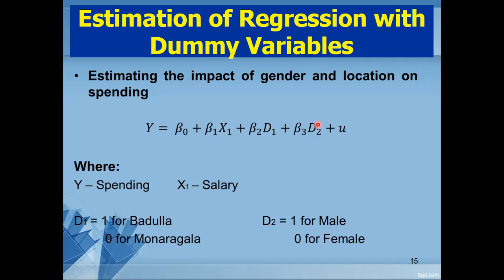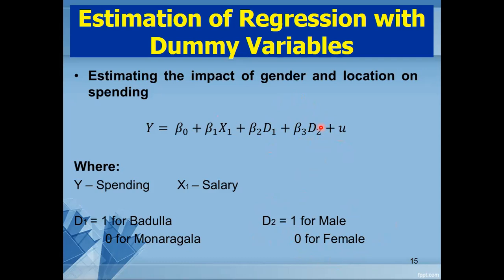Now I have incorporated the D2 dummy variable, gender. I have assigned 1 for male and 0 for female. Female is the reference group. So the purpose of including this D2 dummy variable is to capture the impact of gender on spending.